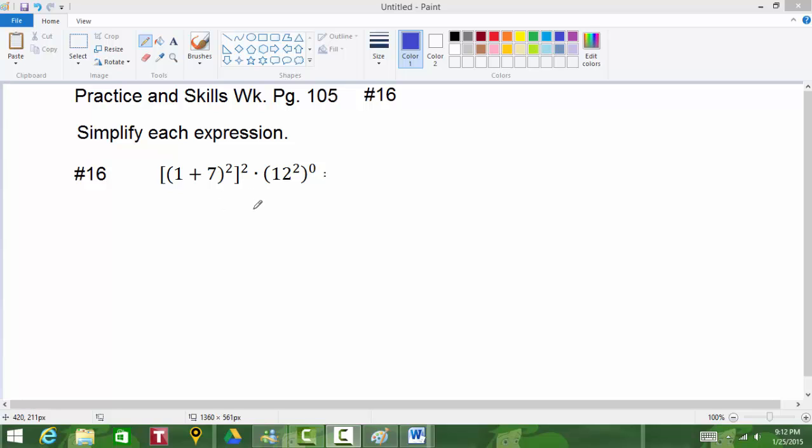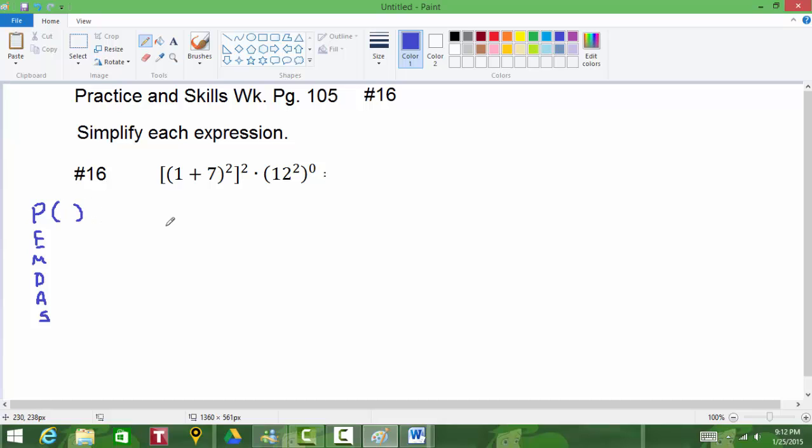Okay, so what we're going to do is go back to the beginning of the year when we talked about our order of operations, and you may want to refer to PEMDAS as our way to remember that. Our first item was our parentheses. We're going to do our parentheses first, or our grouping symbols, which also include the brackets. So I'm going to start off with the innermost.